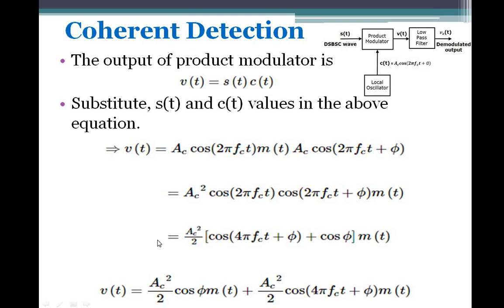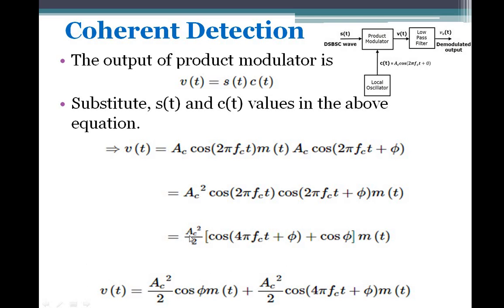I'll consider them separately. What is the scaled version? What is the similar version of your DSBSC signal? Yes or no? You got Ac cos 2 pi fc t into m of t. This is your DSBSC signal, which is very similar. This one is not that similar. The similar one means it is the scaled version of your original signal.